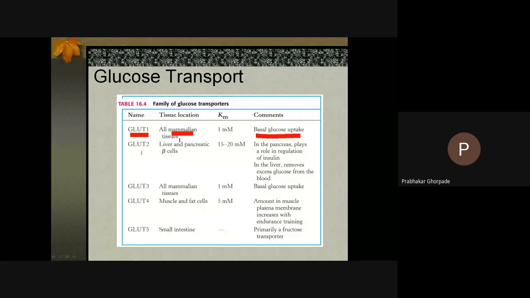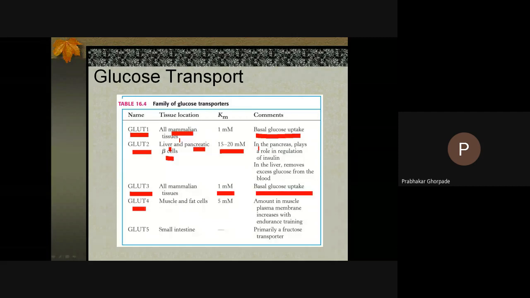GLUT2 is present in the liver and pancreatic beta cells. Its Km is 15 to 20 millimolar. In the pancreas, it plays a role in the regulation of insulin. In the liver, it removes the excess glucose from the blood. Now there is another transporter, GLUT3. It is present in all mammalian tissue. Its Km is 1 millimolar and its function is basal glucose uptake.